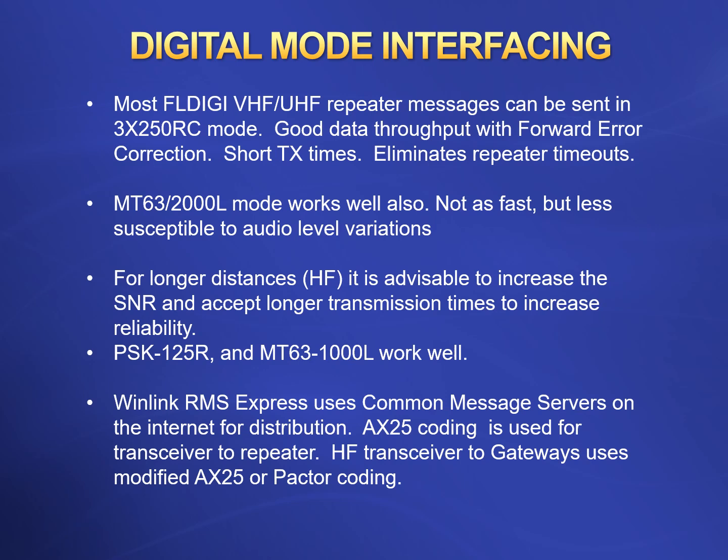Longer distances, or in the HF mode, it's advisable to increase your signal to noise ratio and accept longer transmission times to increase reliability. A PSK 125R or MT63 long, 1000 long work well. RMS Express uses common message servers with an internet, so AX25 encoding is used for the transceiver to the repeater. HF transceiver to gateways uses modified AX25 or PACTOR.